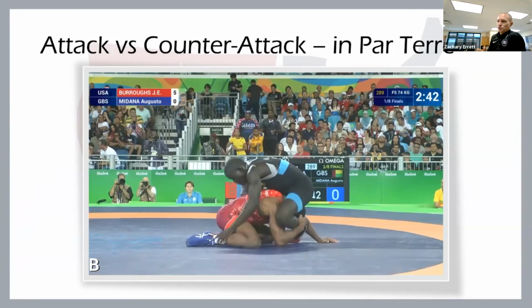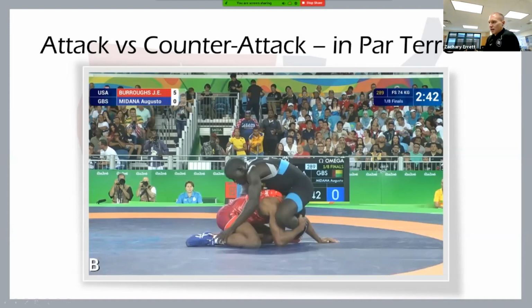All right. Now this situation is the attack, counterattack, but we're in parterre. So this is where we're on a single leg, either a head outside single, sitting on the mat, like in a crackdown position, or maybe our head's kind of trapped inside. We're in that body lock, chest lock position. How do we maximize our scoring or eliminate points in both of these? So that's what we're going to look at.